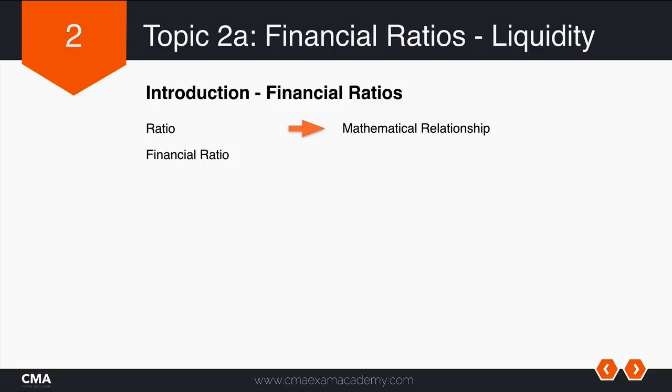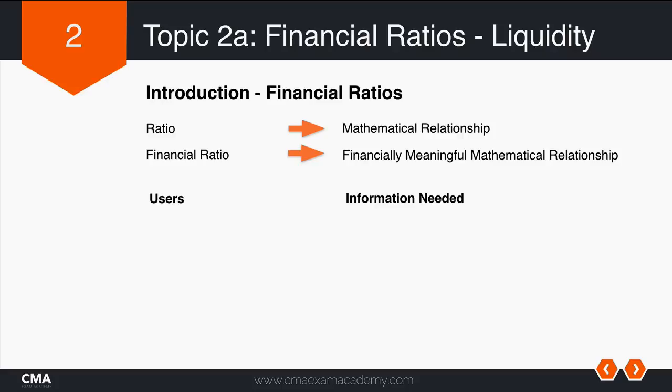What makes financial ratio analysis different from an ordinary ratio? A financial ratio must be financially meaningful. The numbers to be compared or expressed as a ratio must be meaningfully related to each other to provide users with relevant information that they need. Different ratios cater to different users. Financial ratios provide users with information about a company's liquidity, leverage, activity, profitability, market valuation, and more.